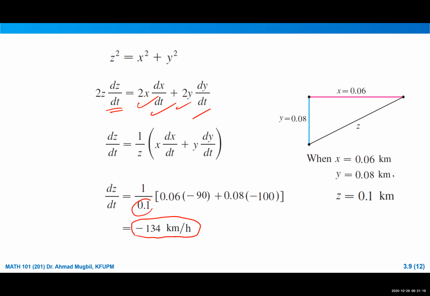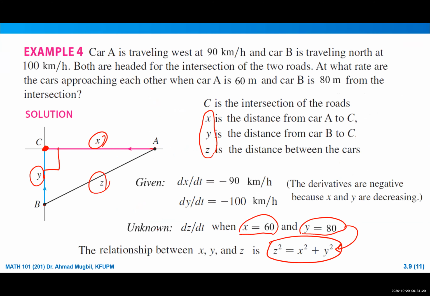If you obtained a positive, this means that your solution is wrong. You did something wrong, because it is expected that dz/dt will be negative. Why? Because the distance between the two cars will be decreasing. It will be getting smaller and smaller.